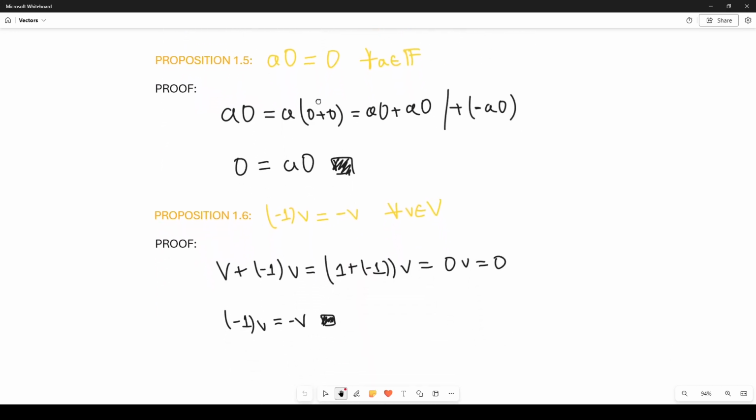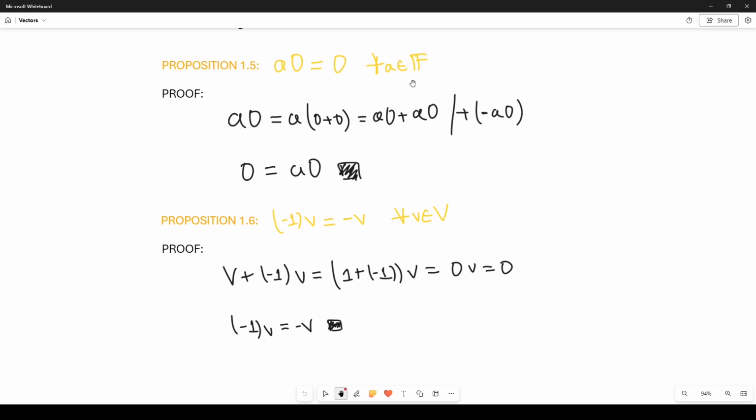Now we have that if you take any scalar a from the field F and you use that to multiply the 0 vector, well then you just get the 0 vector. So a times 0 is equal to a times, we write just 0 this way. Distributivity, again add additive inverses, and we get what we wanted.